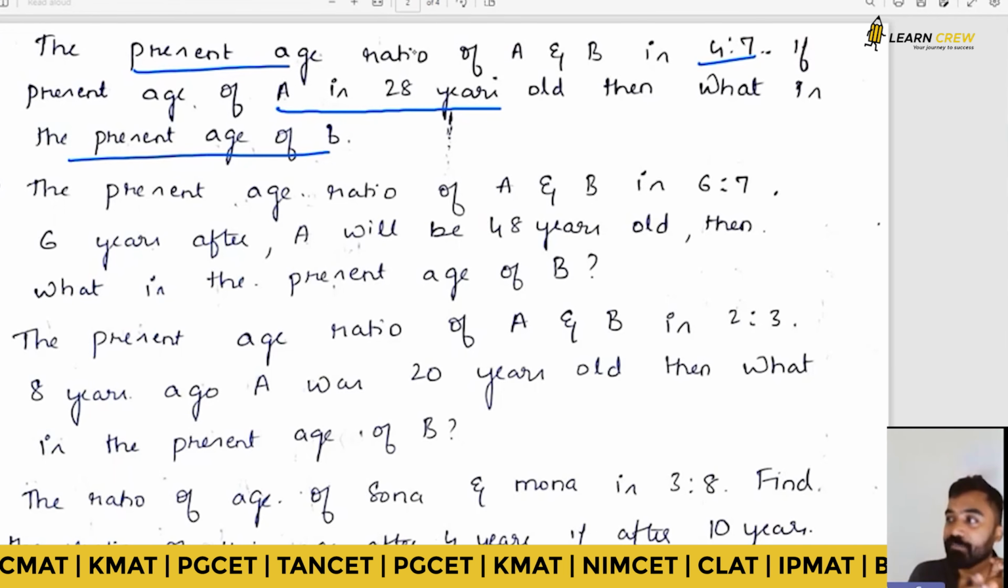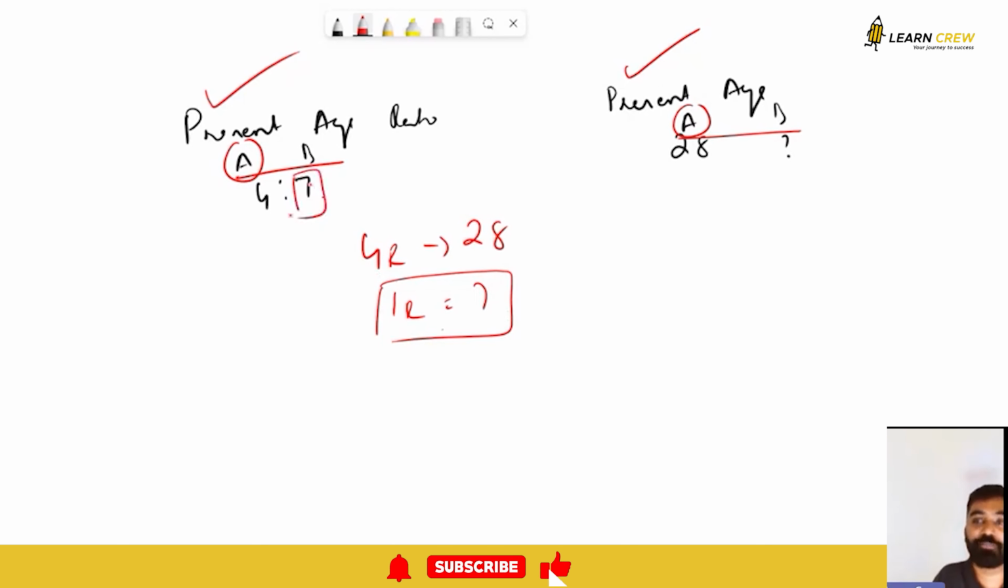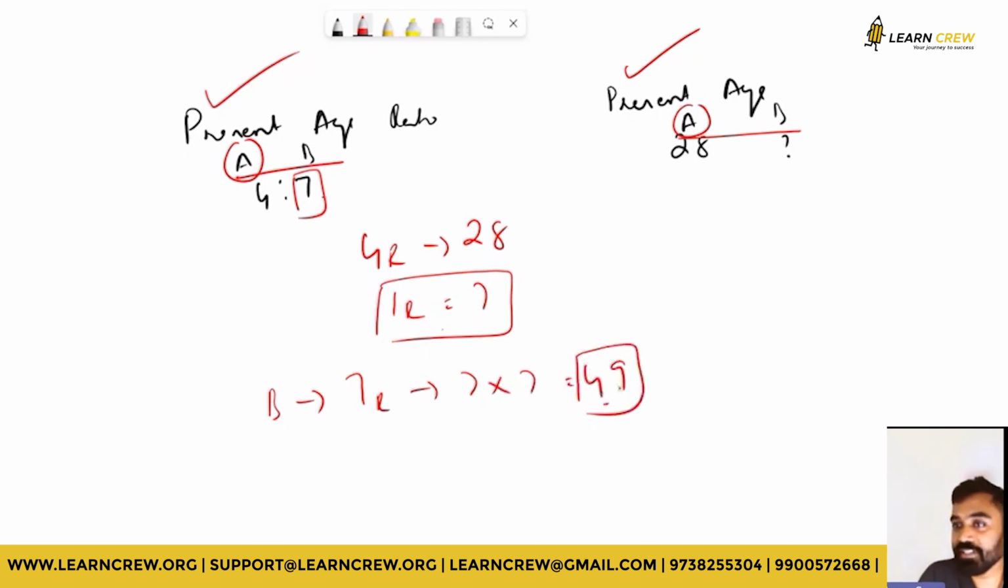Now, present age ratio is 4:7, right? And the present age is 28 of A, and B we do not know. This is A is to B, and this is A's age and B's age we do not know. Since we know A's age and A's ratio and both are in present, can the ratios be equated? So 4 ratio equals 28, so a single ratio is 7. If we know the value of a single ratio, can we find out B's age now? B's ratio is 7R. So it becomes 7 into 7, 49.